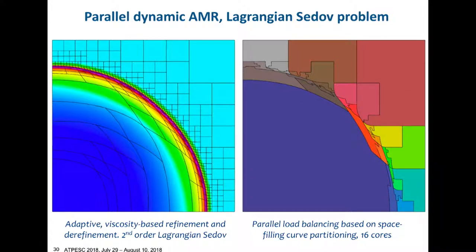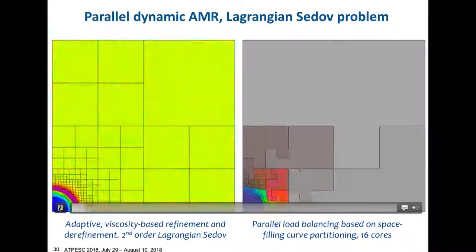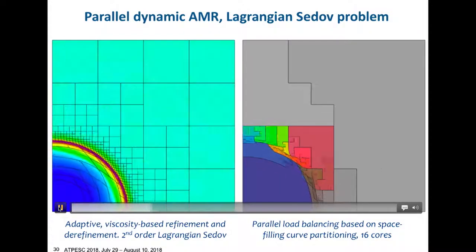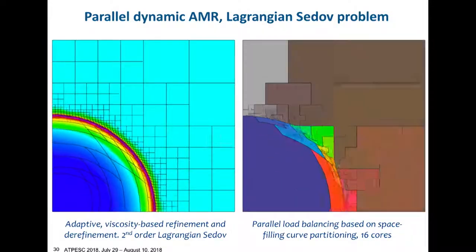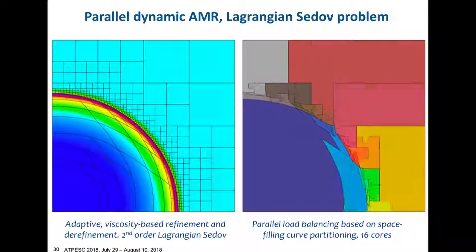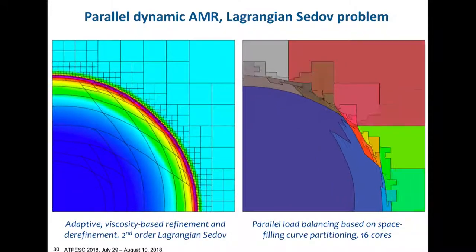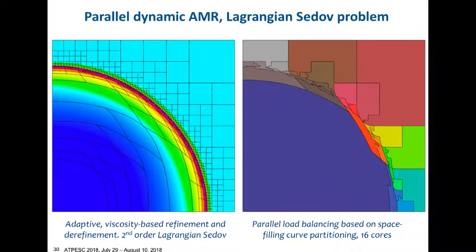Okay, and here on the right is the processor distribution, as you can see, there is some rebalancing happening every time. And for example, there are processors that correspond to a large portion of the domain, but they contain just a few elements. So when we do this rebalancing, we use a space filling curve. We always get plus minus one, perfect.